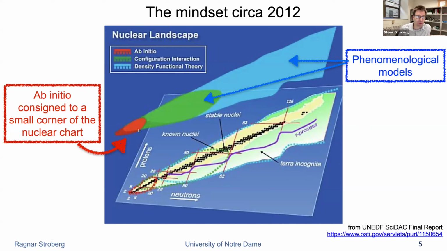Finally, here are ab initio calculations, where you actually do the full calculation, and it was basically consigned to this small corner of the chart where, because of this real exponential scaling, you just can't go to a lot of particles. So this is kind of nice. Everybody's got their little region in space that is their domain, and nobody's stepping on each other's toes too badly. And you can think that there are little regions of overlap where you can connect.